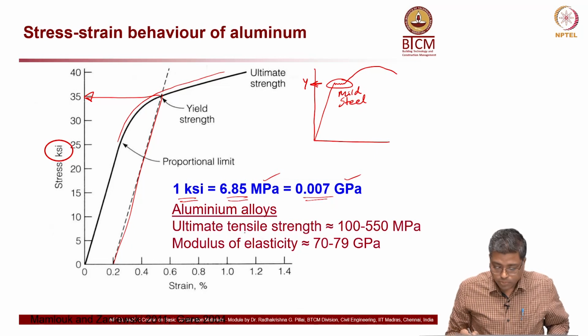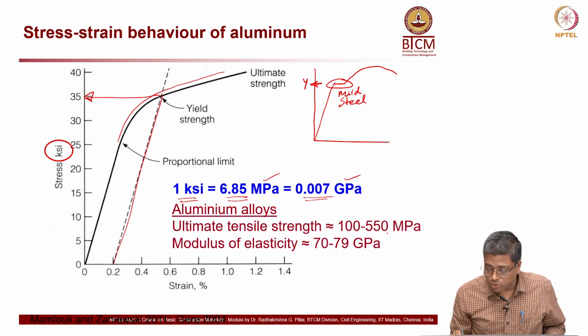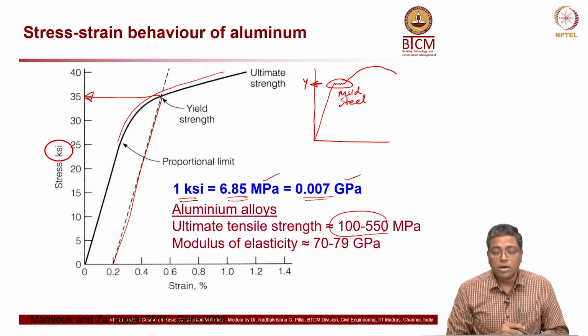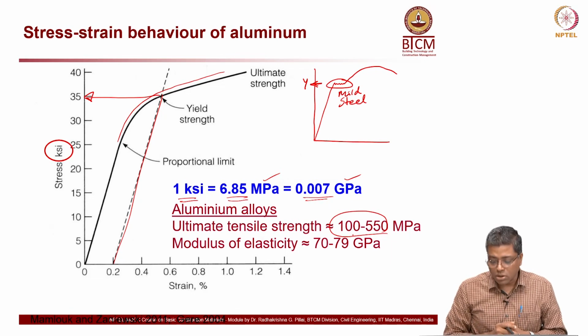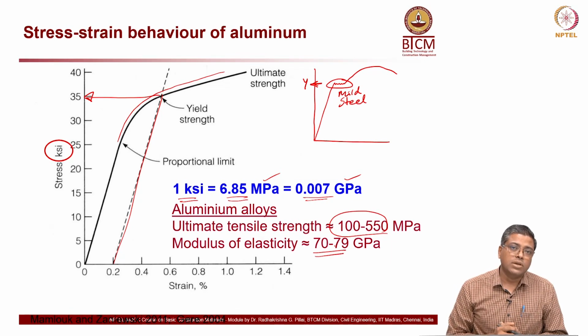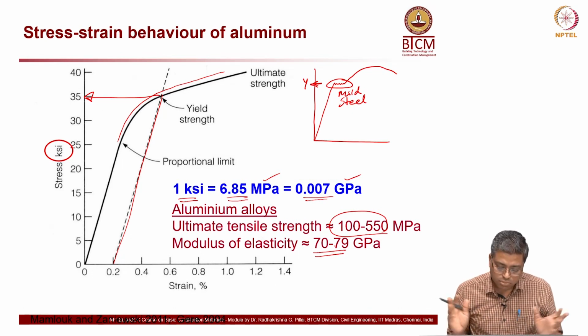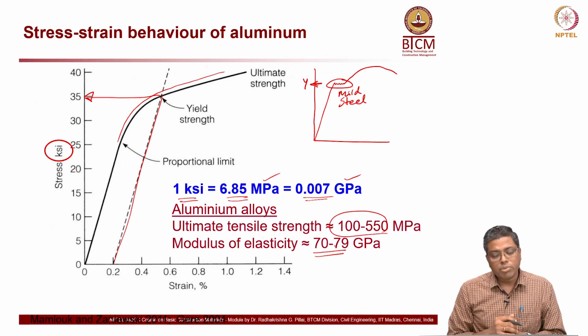Okay. So, what is the typical ultimate tensile strength of aluminum? It can range anywhere from 100 to 550 MPa, depending on the type of alloy you are talking about. Modulus of elasticity can range from 70 to 79, or let us say 80 GPa. That is a typical modulus of elasticity. Now, let us look at a comparison here.